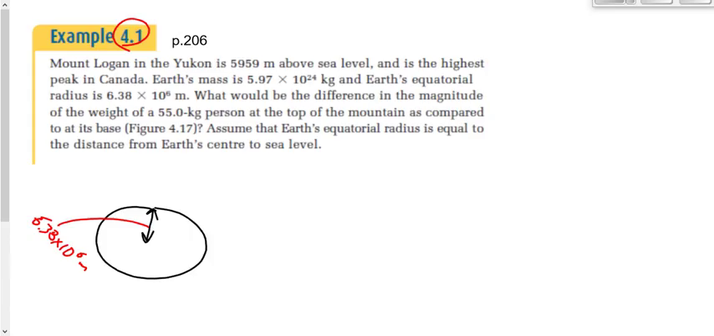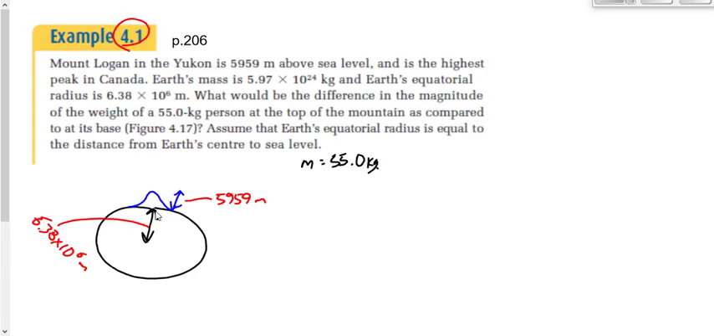All right, it says that the top of Mount Logan is 5,959 meters above that. So here's this mountain, Mount Logan. Like it's kind of an odd-shaped Earth with an odd-shaped mountain there, but you get the picture. This distance above the surface of the Earth, to the top of Mount Logan, is 5,959 meters. Good? Okay, there's where we're at. We want to know the difference in magnitude of weight of a 55-kilogram person at the top of the mountain versus the base of the mountain.